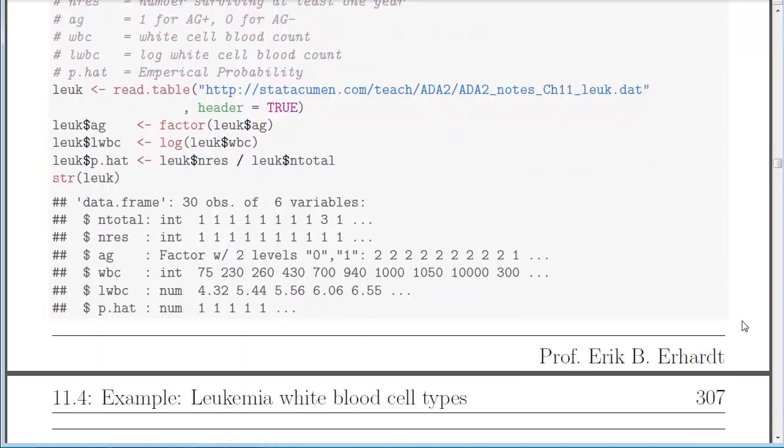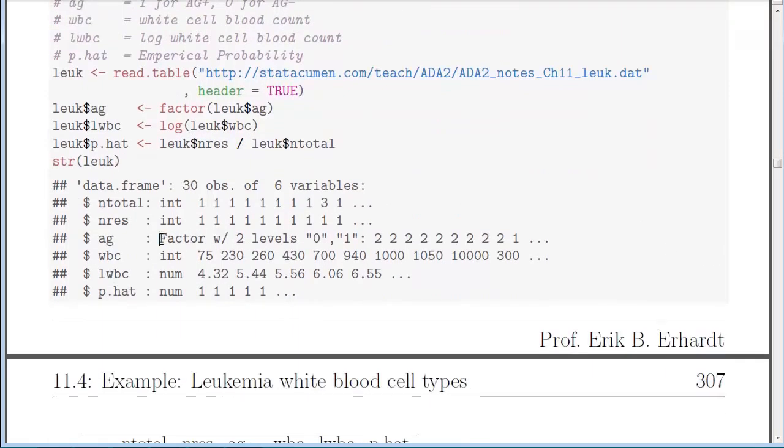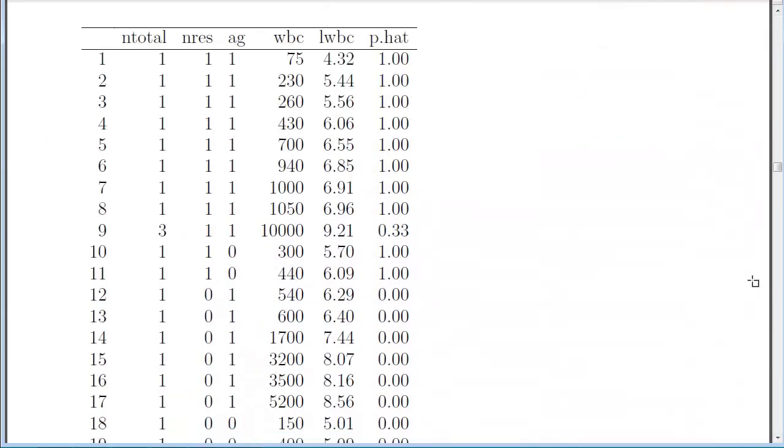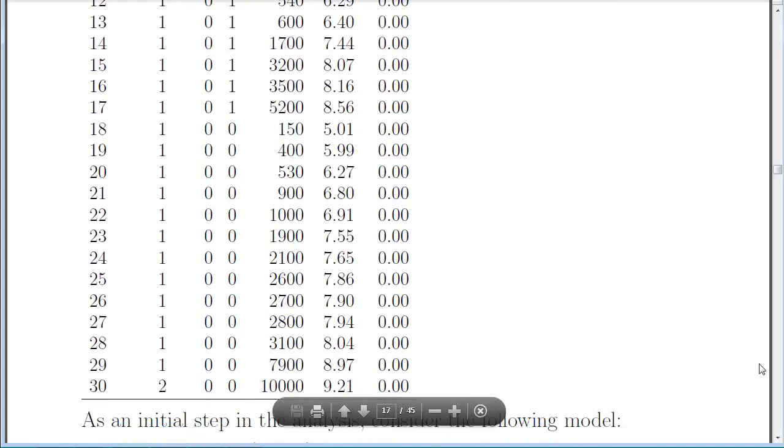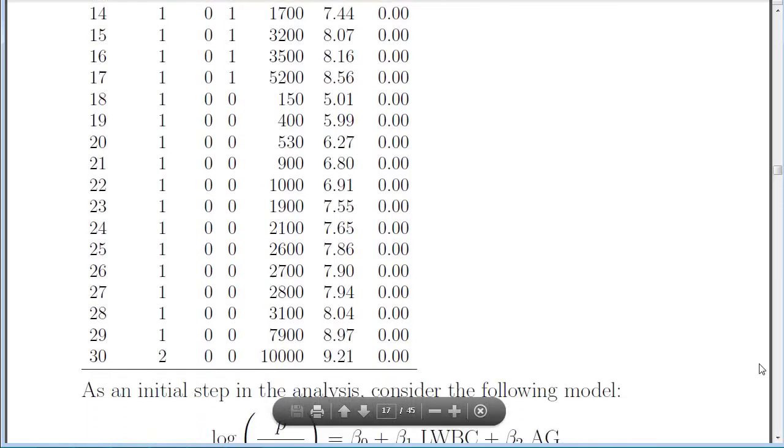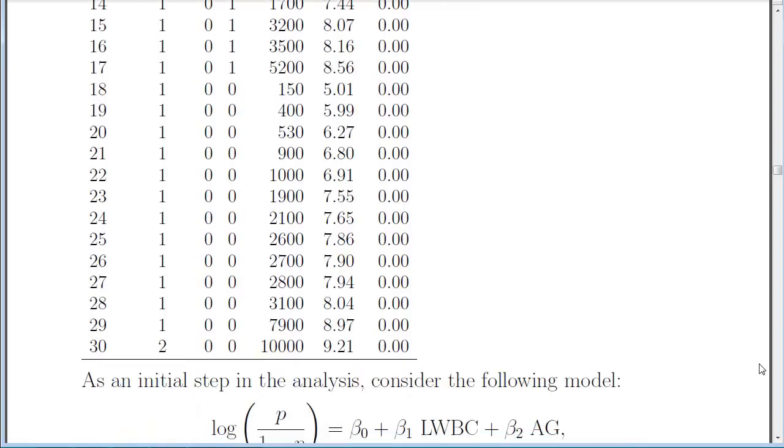And so finally, this is our data set. We've got the factor variable that we needed, and we have p hat and the log of the white blood cell count. So there's the table. You can see now the p hats, we've got tons of 1s, we have this 1/3, and then tons of 0s. And so we're not going to get this beautiful straight line relationship on the logit scale anymore.